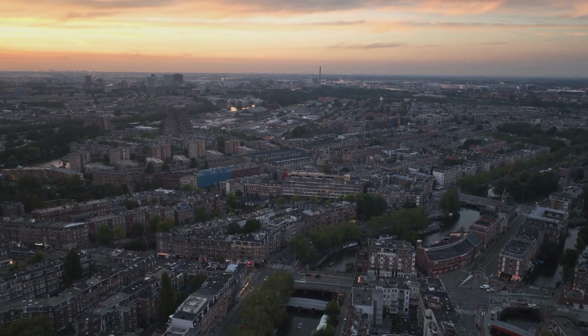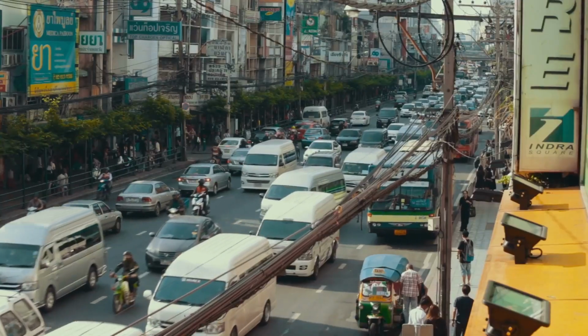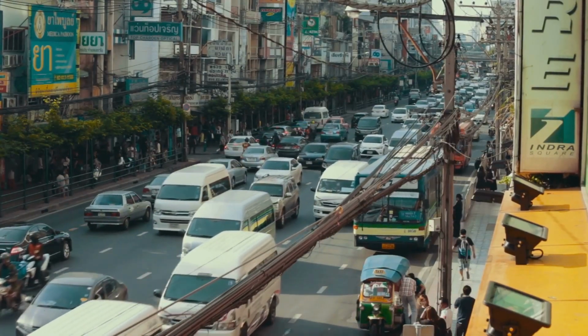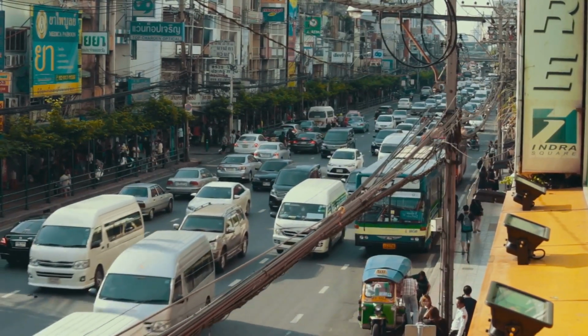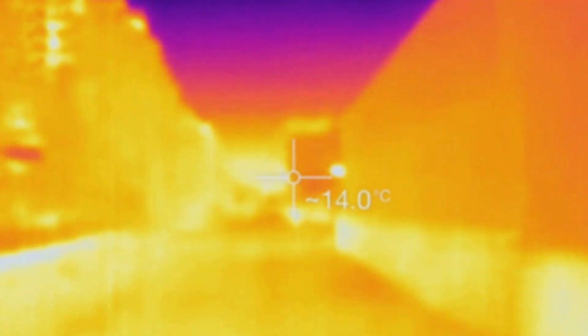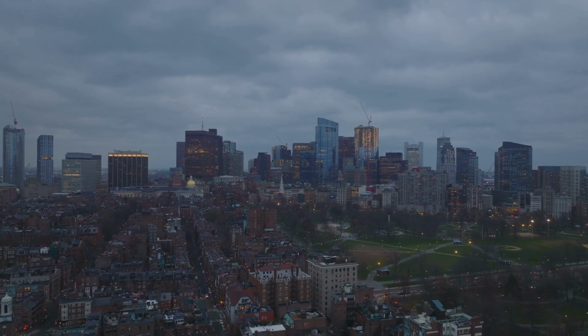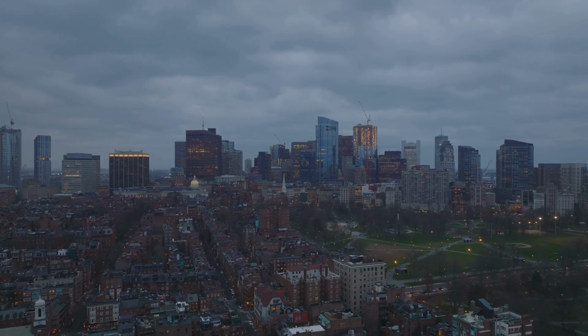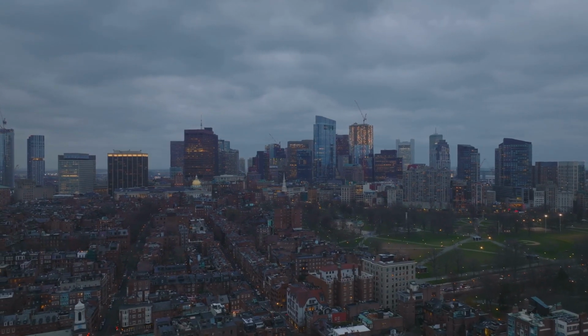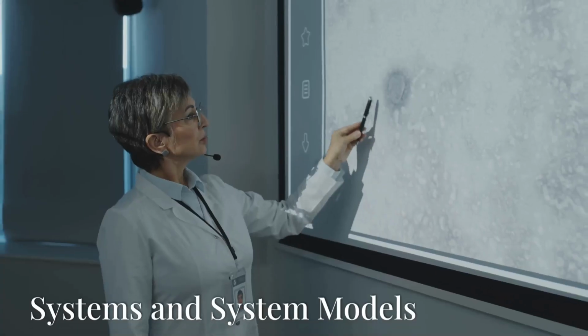Urbanization is another factor that can impact climate. As more and more people move to cities, we see an increase in energy consumption, transportation emissions, and the creation of heat islands. Heat islands are urban areas that experience higher temperatures than surrounding rural areas due to the abundance of concrete and asphalt, which absorb and retain heat.